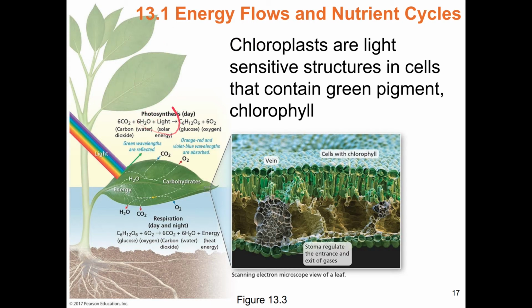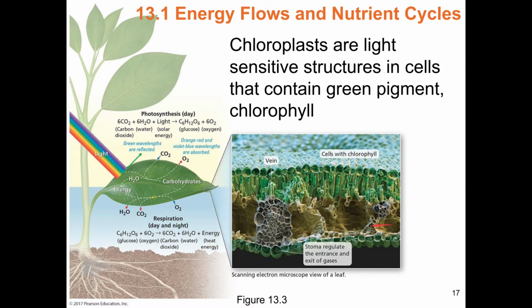So here we got a breakdown of those. Photosynthesis, carbon dioxide, water, and light makes glucose and oxygen. And then at night, or whenever the plants need the energy, they break down glucose and oxygen and they get carbon dioxide, water, and energy.